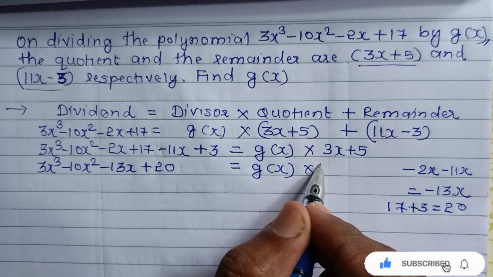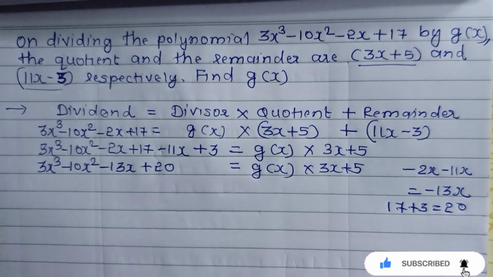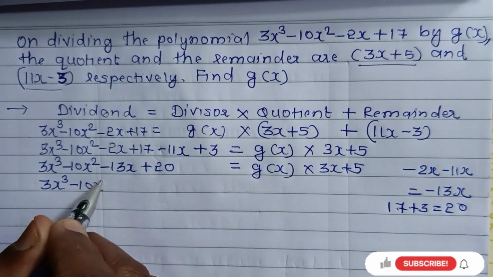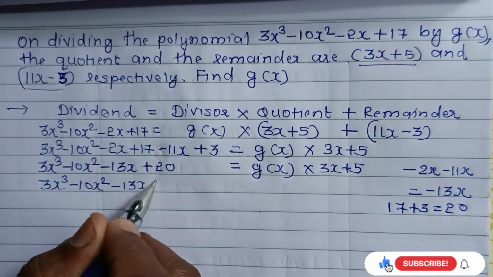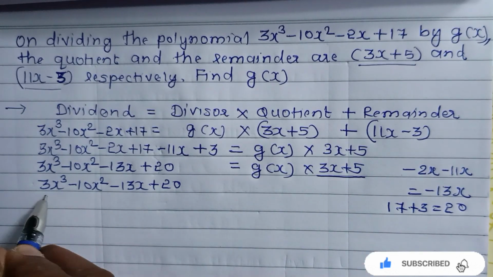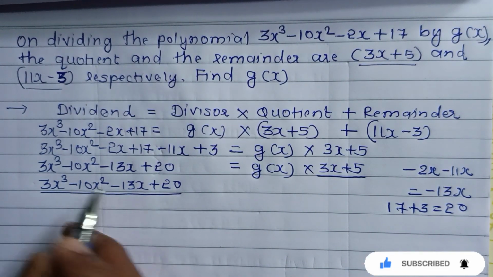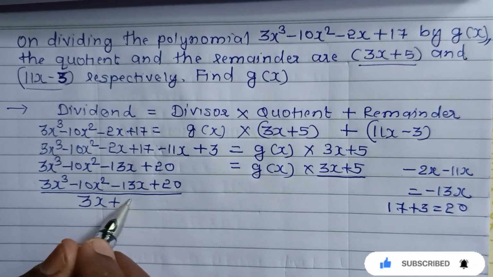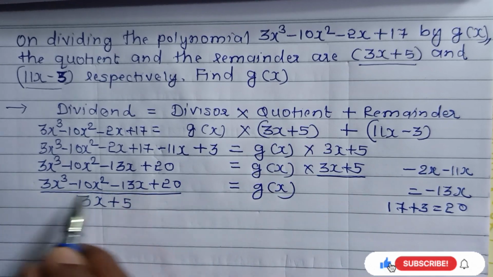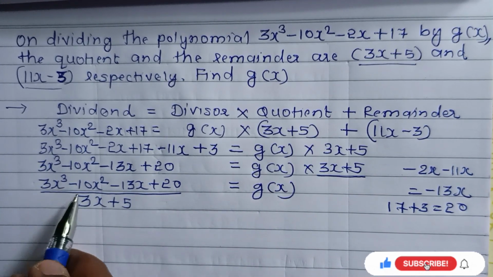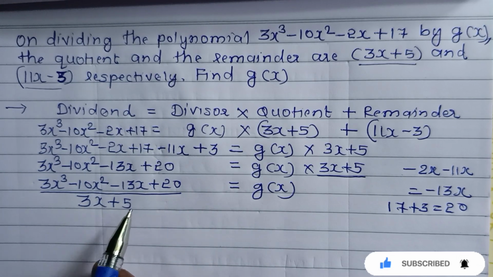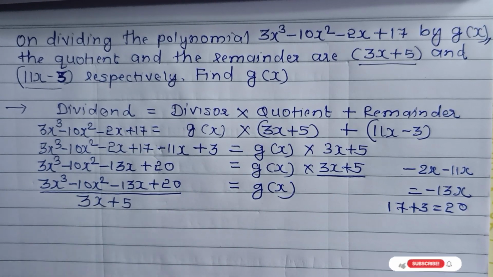g(x) into 3x plus 5. So next step, 3x cube minus 10x square minus 13x plus 20, and this 3x plus 5 you have to bring to the denominator place, 3x plus 5, and what remains here? g(x). So this is the new dividend, 3x cube minus 10x square minus 13x plus 20, and the divisor is 3x plus 5. So you have to divide these terms now, dividend and divisor.